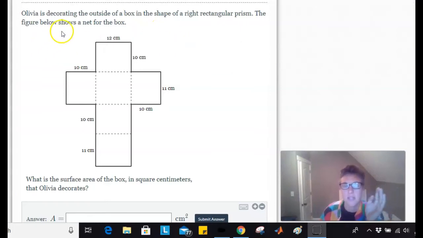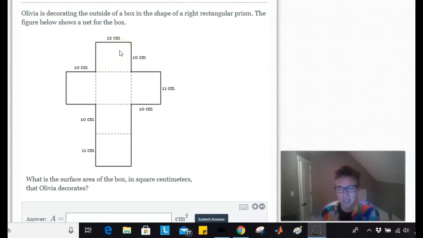Olivia is decorating the outside of this box, which is shaped like a rectangular right prism. The figure below shows the net for the prism. What's the net? Well, that's like if you sliced all the sides of the box and then laid it flat. So again, this looks like a box when you put it all back together.